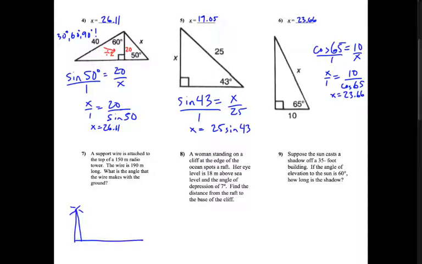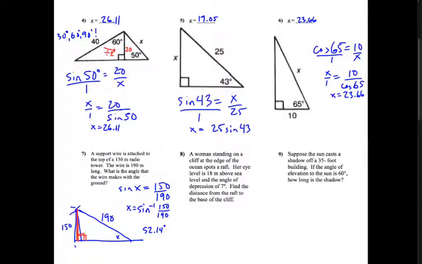A support wire is attached to the top of a 150-meter radio tower. Well, that 150 meters goes straight up and forms a right angle with the ground. The wire, which is 190 meters, goes and attaches to the ground. What is the angle the wire makes with the ground? It's just simply a right triangle question, just like we did above. X is my angle, 150 is the opposite, 190 is the hypotenuse, and we use sine and solve for the angle.